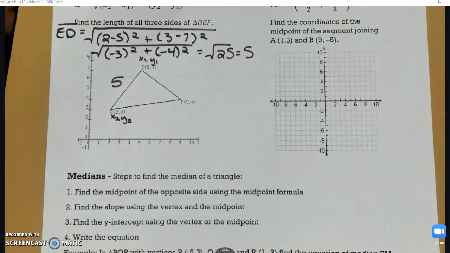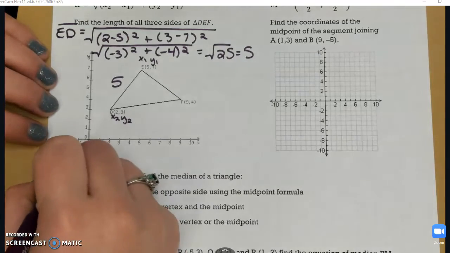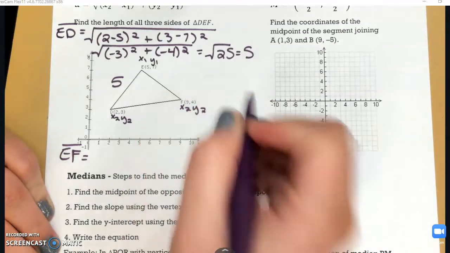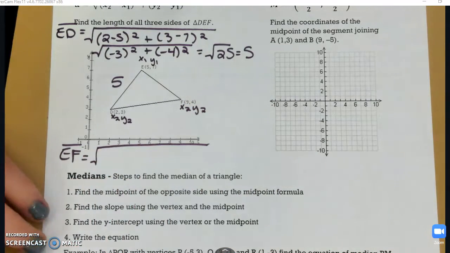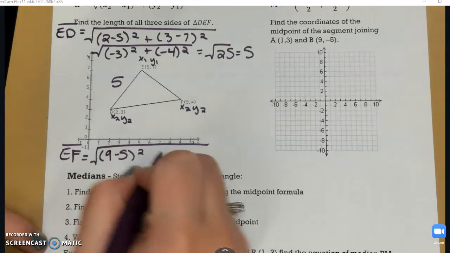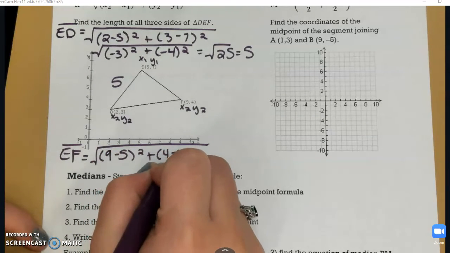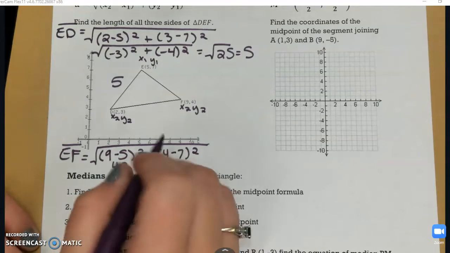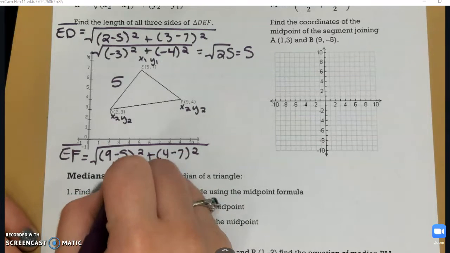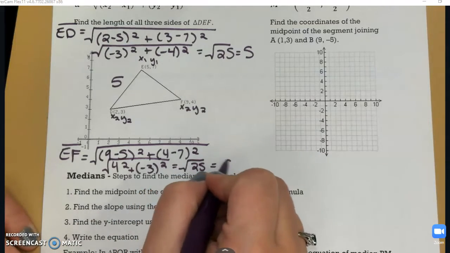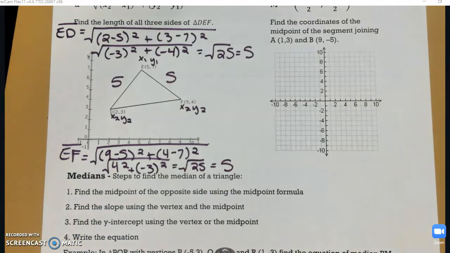Okay, next I am going to find the side EF. So following the same steps, if that's my x1, y1, this will be x2, y2. And I'm going to plug those values back into my formula. So that's going to be 9 minus 5 squared plus 4 minus 7 squared. And again, order of operations, 9 minus 5 is 4. 4 minus 7 is negative 3. So again, that's going to be 16 plus 9, which is 25. The square root of 25 is 5. So this side is also 5.